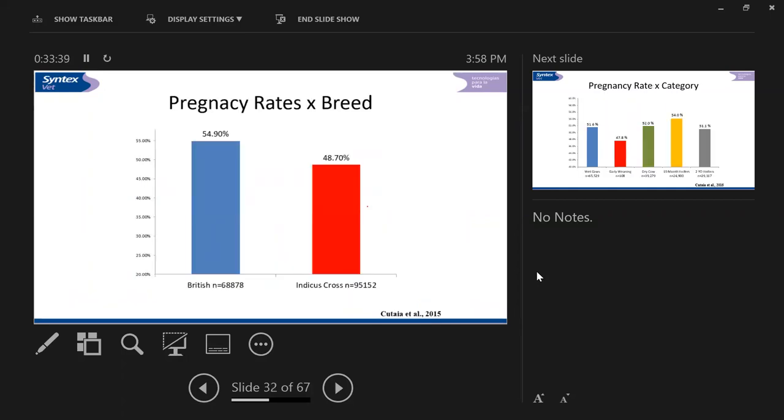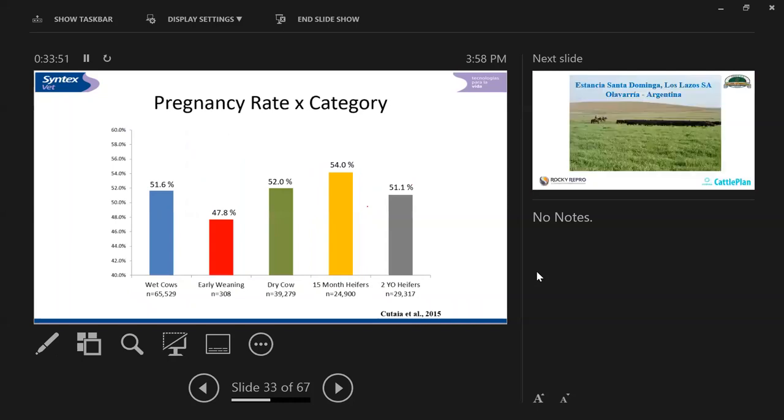When we split that out further by breed, your British breeds have a higher average pregnancy rate to AI, and your Indian cross breeds have a little bit lower, and that's a global thing as well. When we look at different categories of cattle, we've got wet cows. These are all averages as well. This is your wet cow average percentage. Then cows that have been early weaned, so they're joining quite close to calving. Dry cows, younger heifers, and then older heifers. That gives you an idea of averages across the different classes.